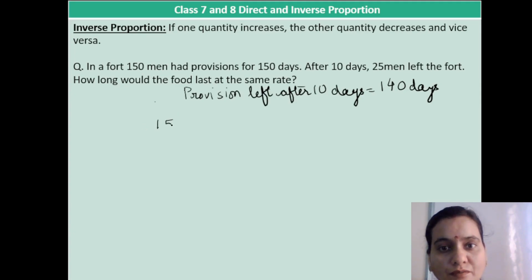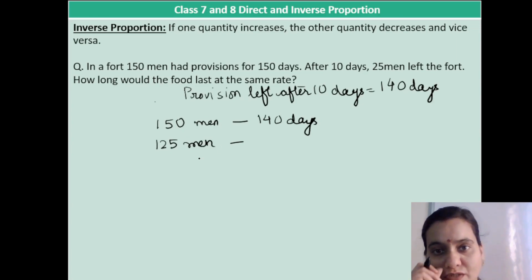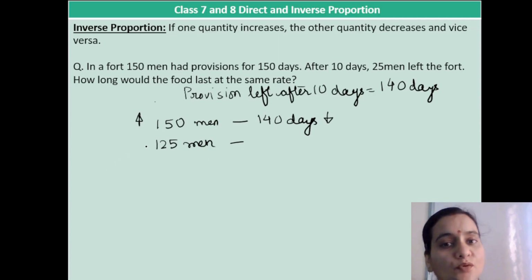So 150 men could eat the same food. Now it was enough for them for 140 days, right? After 10 days, had all the men still been continuing, and the 25 men not left, the same food would have lasted for them for 140 days. Now what will happen after the 25 men leave? 150 minus 25 is how much? 125. So 125 men, if they are to consume the same provision, it will definitely take more days. When people were more, the number of days the provision would have lasted was less. Now since the number of people has decreased, the number of days for which the food would last will increase. Obviously, this is an inverse proportion.